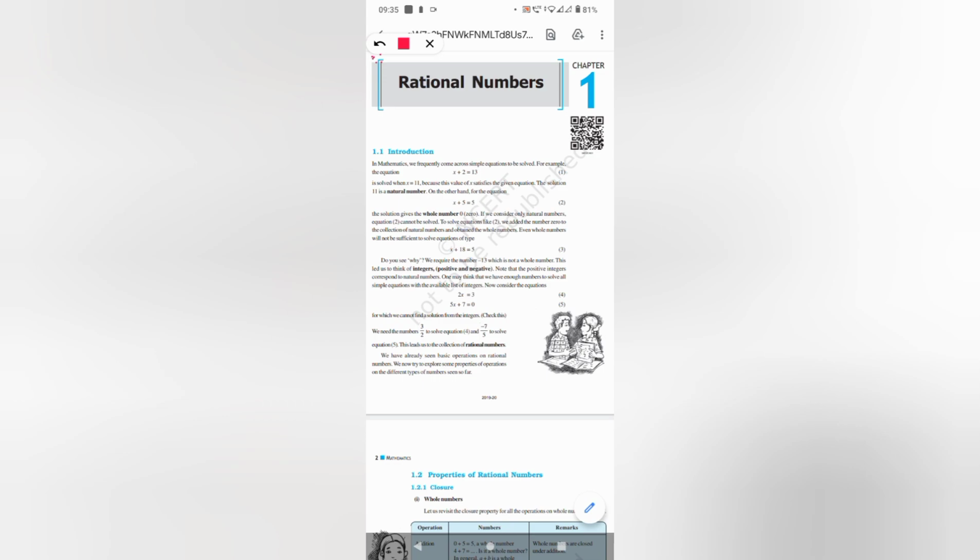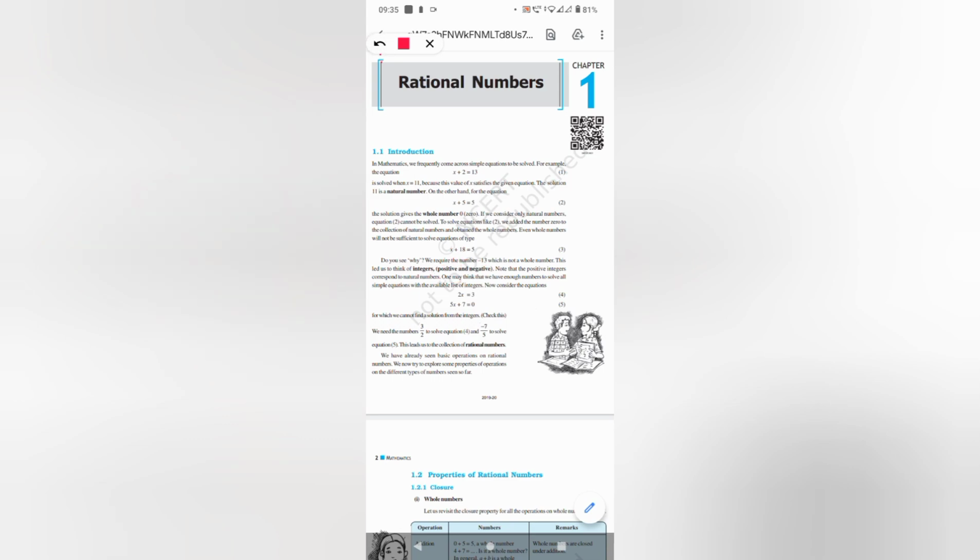Okay. So on this page, this introduction is given. Do you see why we require the number minus 13, which is not a whole number? This led to the integers. We have learned what integers are. Integers are of two types, positive and negative. Note that positive integers correspond to the natural numbers. One may think that we have enough numbers to solve all simple equations with the available list of integers.